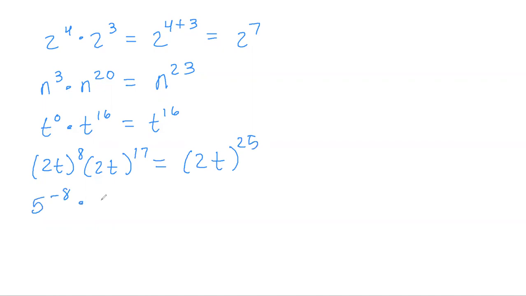Okay, so what if one of them is negative? Still no problem, just add them. So negative 8 plus 9 is just 1. So I just get 5 to the 1 power, or you can just say 5.